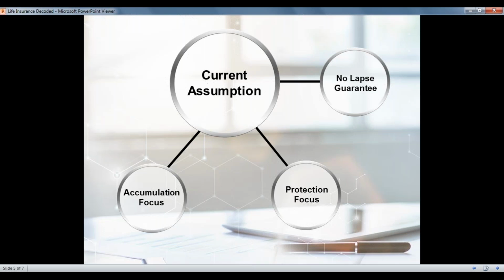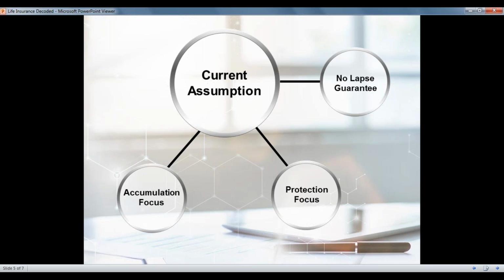So if we have a UL with an accumulation focus, this product was designed to build up a lot of cash value, and probably also designed so that the client could access that money at some point in time or various points in time through loans or maybe withdrawals, and then the policy is still going to remain in force. Now, as you take cash out of a policy, every dollar you take out reduces the death benefit, unless the loan has been paid off, or a withdrawal would permanently reduce the death benefit by that exact dollar figure that you took out. But some products are meant for this purpose.